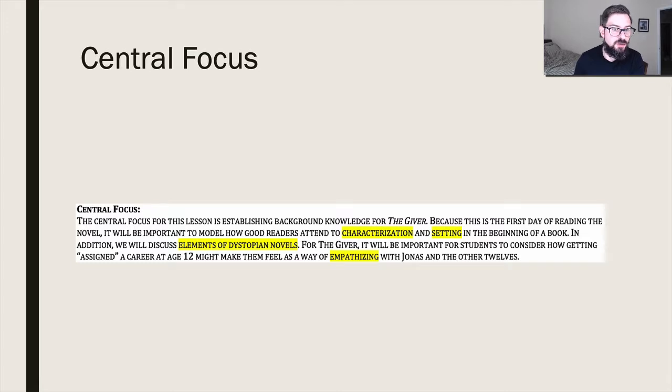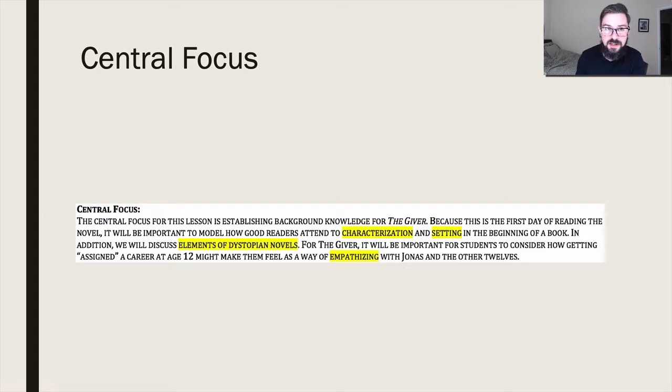So for my central focus for this particular lesson on The Giver, the central focus is establishing background knowledge for The Giver. Because this is the first day of reading the novel, it will be important to model how good readers attend to characterization, setting, and the beginning of a book. In addition, we will discuss elements of dystopian novels. That's more of a unit level study. For The Giver, it will be important for students to consider how getting assigned a career at age 12 might make them feel, as a way of empathizing with Jonas and the other 12s in the book. And so you can see where it's really situating the content knowledge that you want students to have within your central focus in a relatively short narrative.